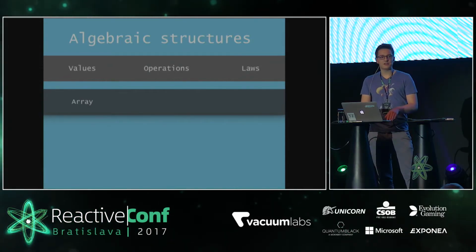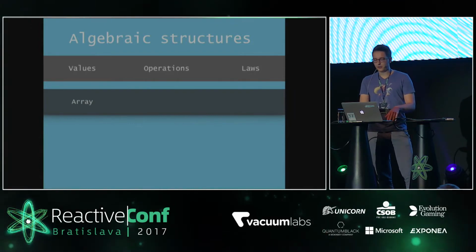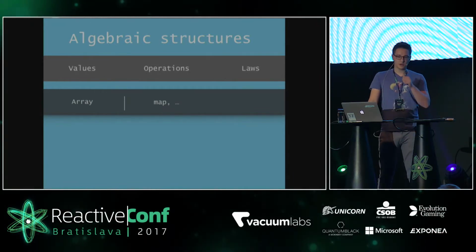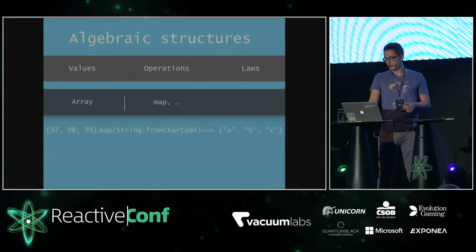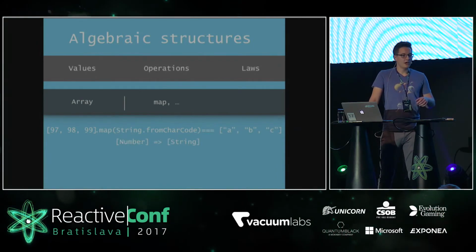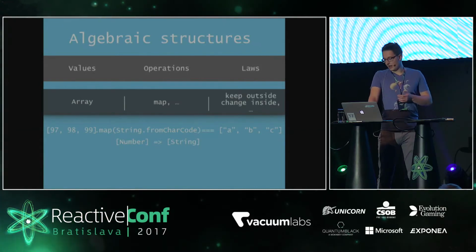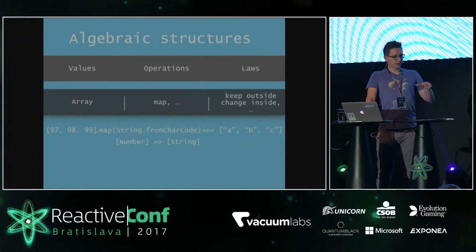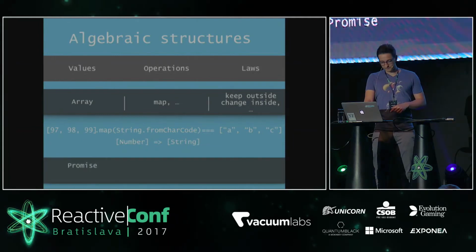An algebraic structure consists of three parts: values, operations, and laws. You can think of values as just JavaScript objects like the array, and this value has to implement certain operations. One of them is map, which you might know. If we have an array of 97, 98, 99, we map over it with fromCharCode, we get ABC. And on a type level, we changed from an array of number to an array of string. The basic law behind map is that we keep the type which was outside, in this case an array, but we change the inside from number to string.